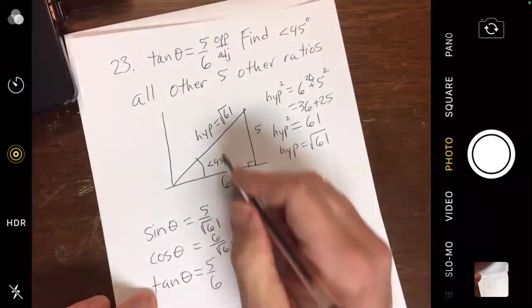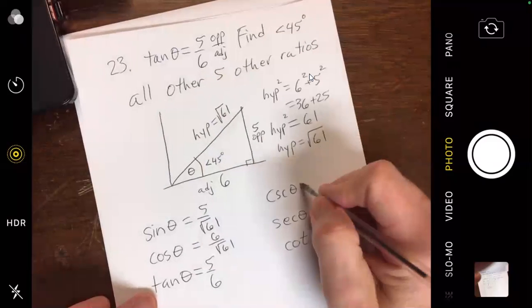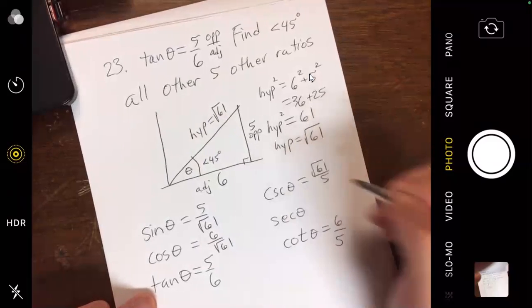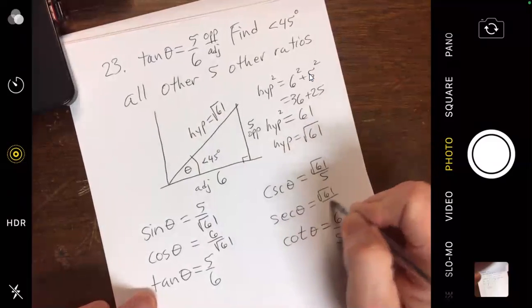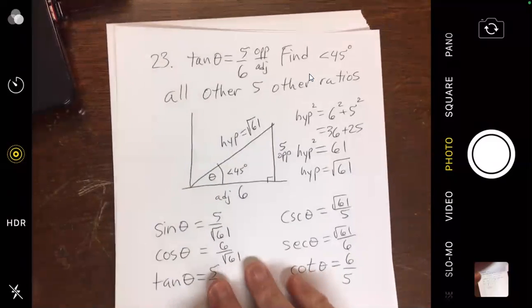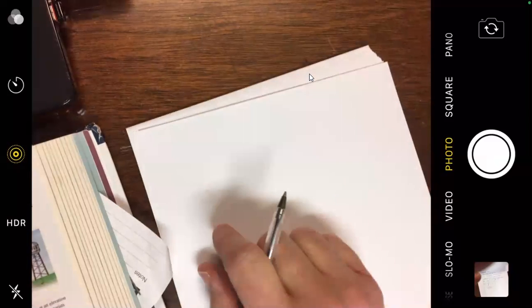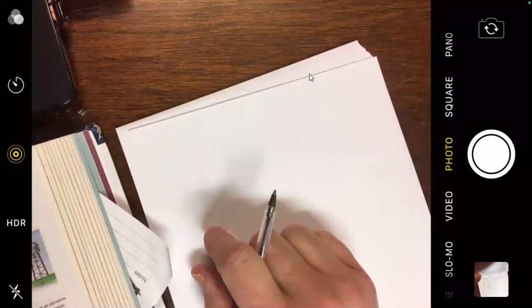Adjacent over hypotenuse. This is adjacent. This is theta. This is opposite. Cosecant, root 61 over 5. It just flips. Secant, root 61 over 6. I'll let you do the others. We'll have another meeting. You're supposed to find expressions without using a calculator, but I don't care if you use a calculator. You're fine. I'll let y'all mess with that.